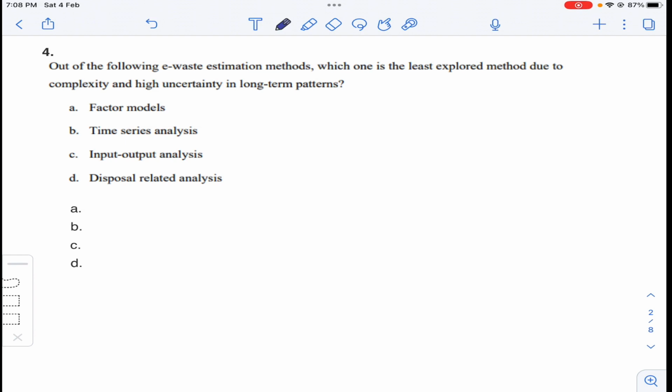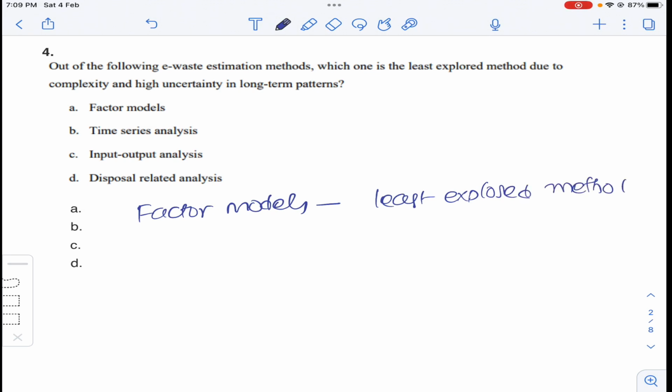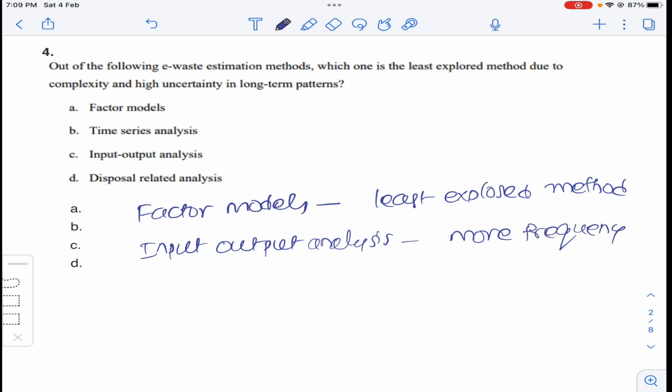Now coming to given options, factor models. This is the method which will be the least explored method. Least explored method will be the factor method, and input and output analysis will be more frequently used. You need to remember both these questions. So A for question number 4.